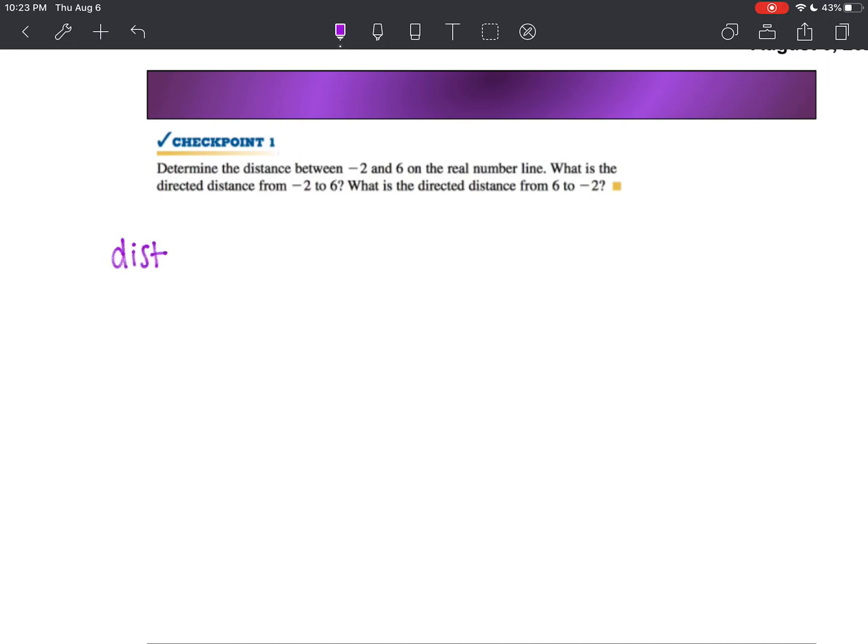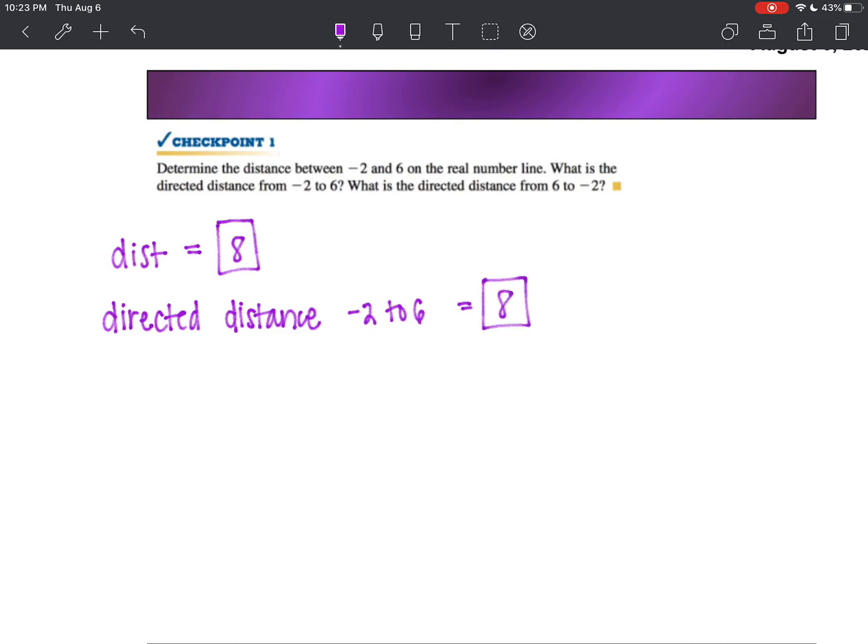Okay, the distance is equal to 8. The directed distance from -2 to 6 is also a +8, and the directed distance from 6 to -2 is -8.